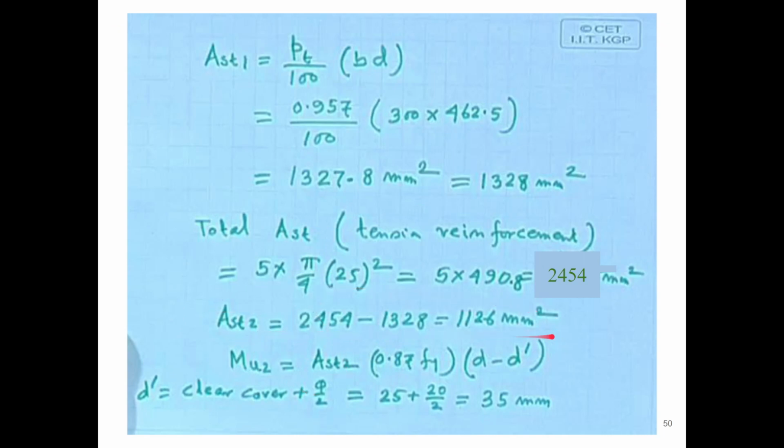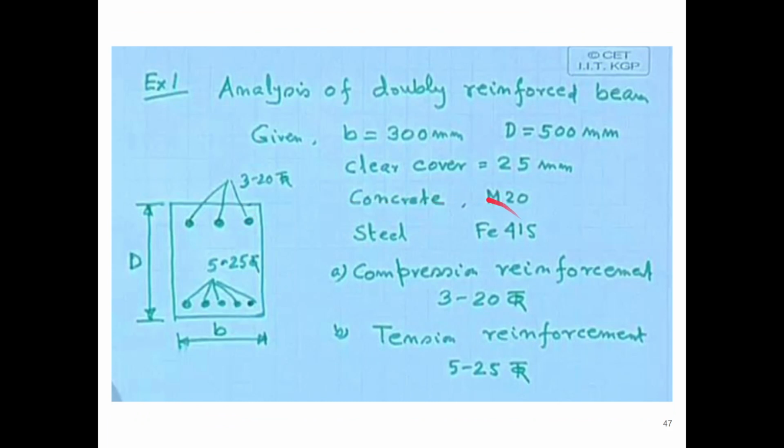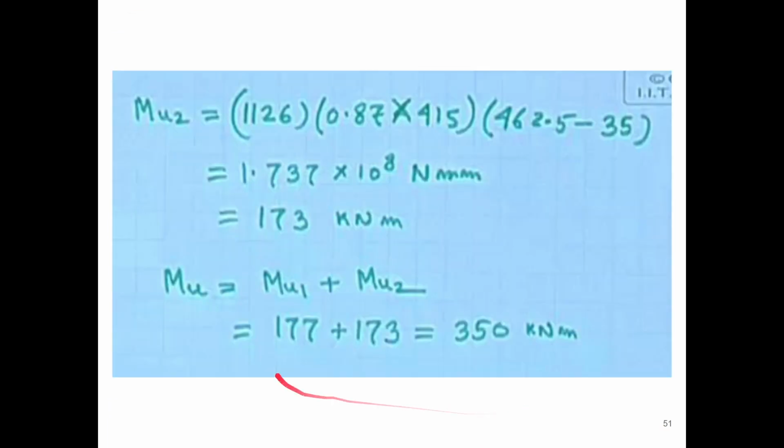Using this we will be able to find out the Mu2 value. So Mu2 value is how much? It is Ast2 into 0.87 fy into d minus d prime. Therefore Ast2 value will be 1126, as you can see. fy is 415 and d minus d prime is 462.5 minus 35, where d prime is the clear cover 25 plus 20 by 2, that is 35 mm. Substituting the values, we get Mu2 value as 173 kilonewton meter.